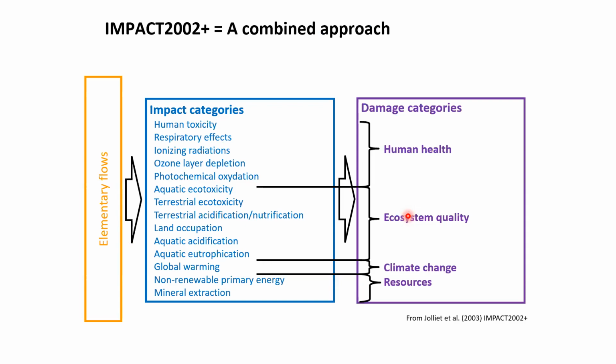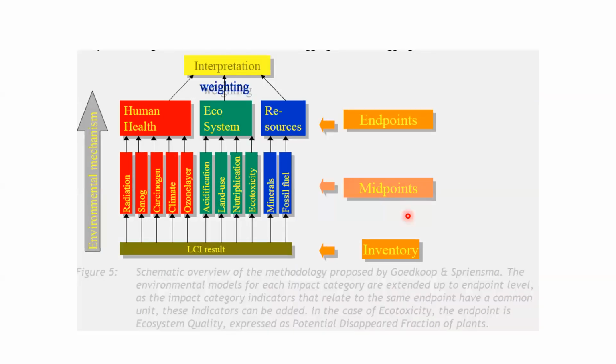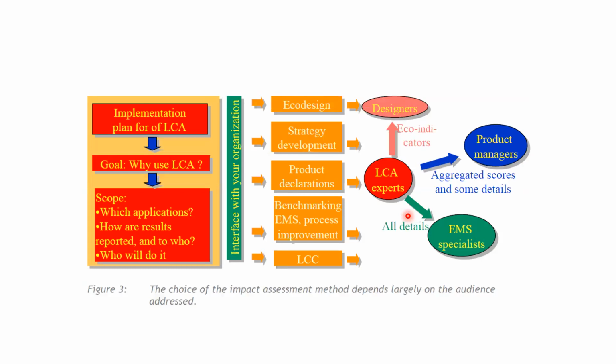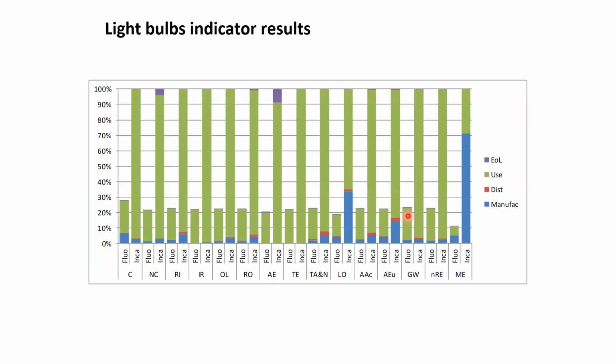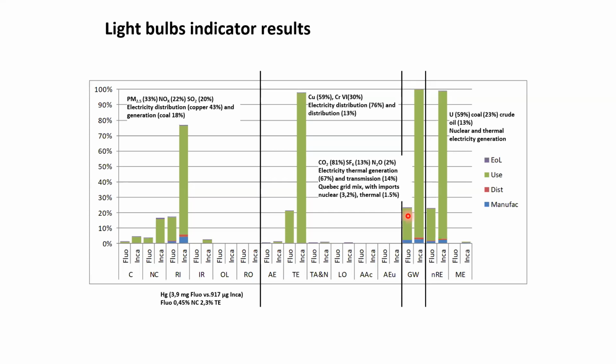So you have elementary flow, impact categories, then damage categories, then you get the final score, and then you look at what you can do with this LCA. Designers can use eco design, strategy development, product declarations, and life cycle costing can also be helpful. So LCA of light bulbs, as we already knew, shows that the incandescent bulb has a higher environmental footprint than the fluorescent, which you see for pretty much all the impact categories across different scenarios. Okay, so let's move forward.